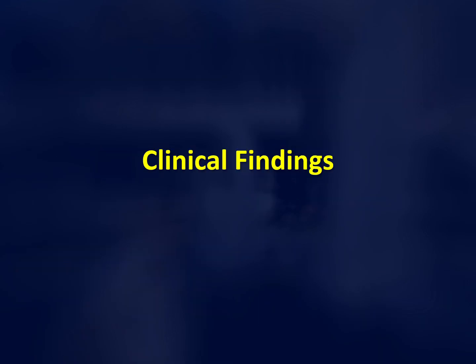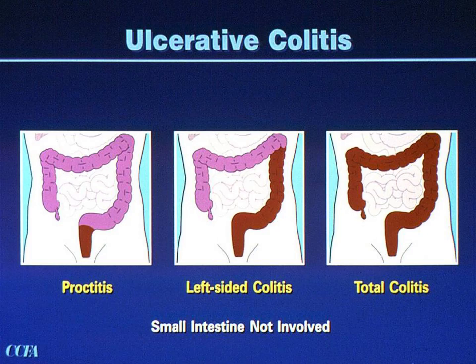Moving on to the clinical findings. We will start with ulcerative colitis. As the name indicates, this is ulcerative. There are ulcerations in the mucosa that we will see on endoscopy, and this is colitis. Colitis means it involves only the colon, and the small intestine is not involved. And this is the main difference from Crohn's disease, which can involve any part of the intestine, whereas ulcerative colitis only involves the colon. When it comes to ulcerative colitis, it usually, and always, starts in the rectum.